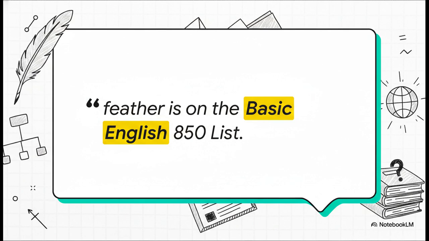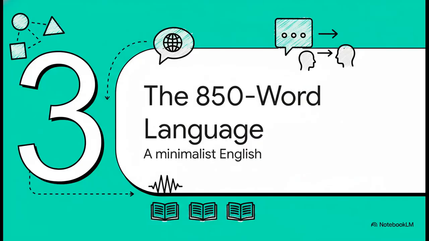And just like that, this stops being just a simple definition. Now it's part of a system, a list. So the obvious question is, what on earth is the Basic English 850 list? Well, that one little sentence just blows the doors wide open to this really radical idea, a minimalist version of the English language, one that was designed from the ground up to be as easy as possible to learn for people all over the world.